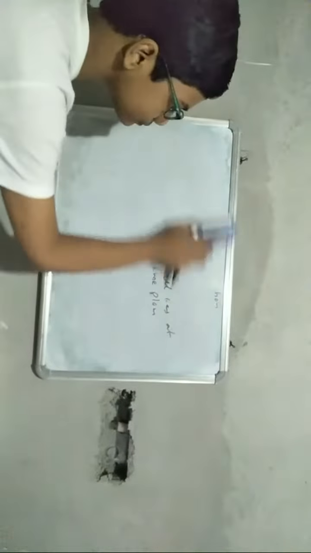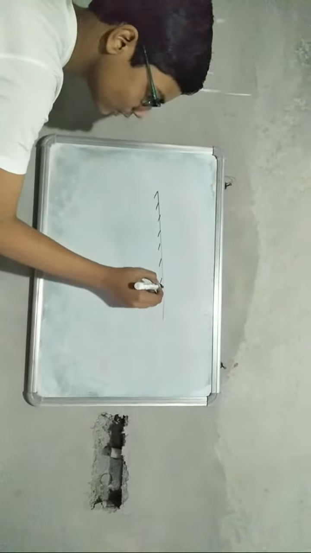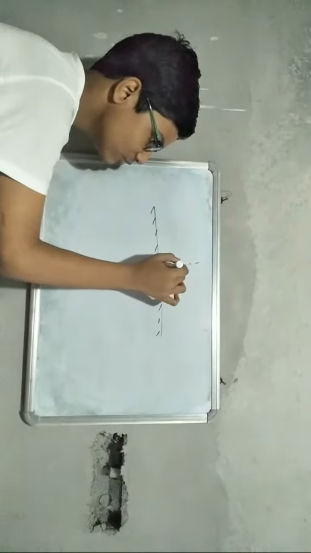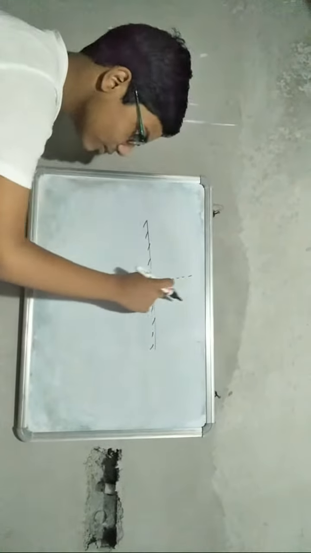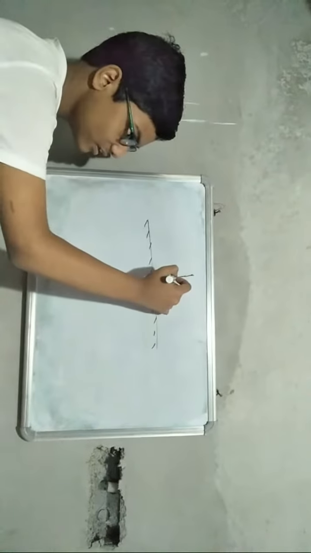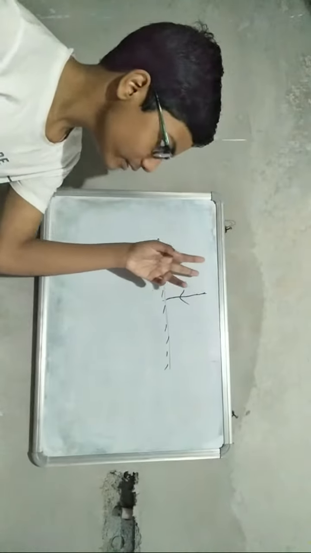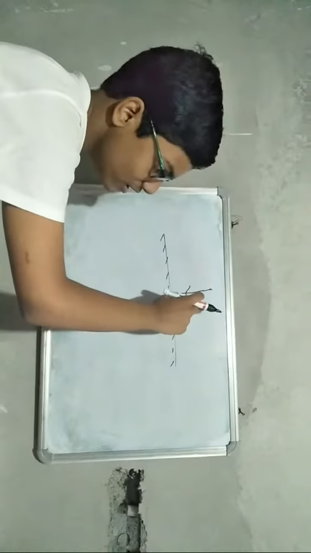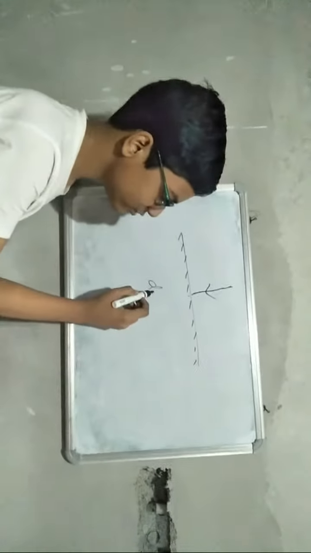Now, coming to the numerical part. This is different from that one. So there is the plane mirror. If there is a normal, and the incident ray falls along the normal, that is, the incident ray falls on the normal, then what is the direction of the reflected ray?